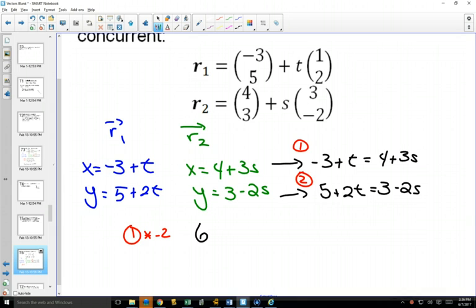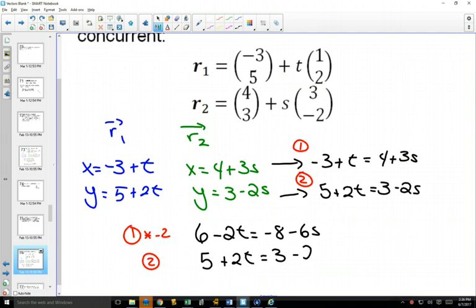That would give me 6 minus 2t equals -8 minus 6s. Equation 2, I'm just going to rewrite. See what I'm doing? I'm using my elimination technique. I got my coefficients in front of t to be the same, but one is positive and one is negative. I like doing that because I find you make less mistakes when adding than when you do when subtracting.